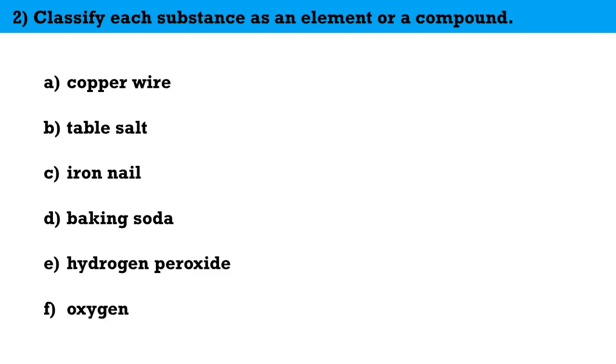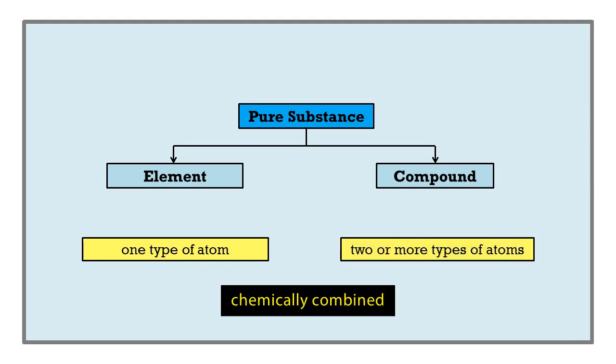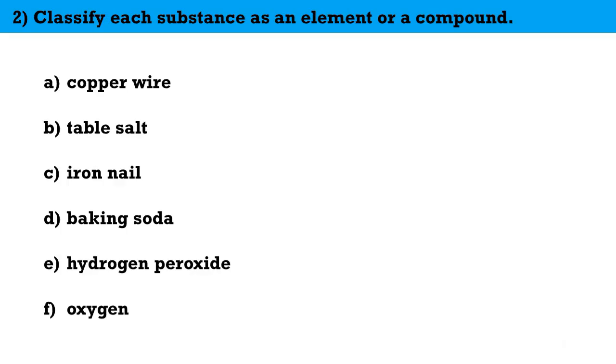Number 2. Classify each substance as an element or a compound. Before we answer this, let's first differentiate an element and a compound. All pure substances are either elements or compounds. An element contains one type of atom, while a compound contains two or more types of atoms which are chemically combined. Now let's go back to the problem. Classify each substance as an element or a compound.